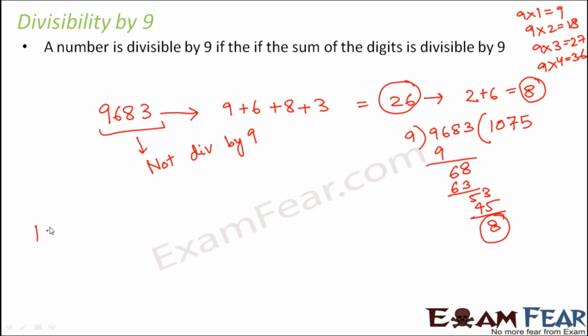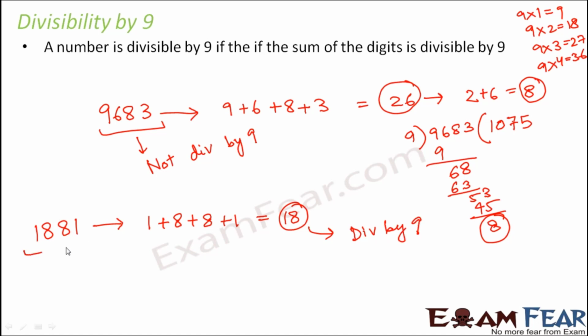Let us look at another example like 1881. Do you think this will be divisible by 9? Let's quickly look at the sum of the digits. The sum of the digits is 18, and 18 is divisible by 9. So this proves that the number 1881 is also divisible by 9. You can prove this also by actual division. If you perform actual division, you will see that the remainder is 0, proving that 1881 is divisible by 9.